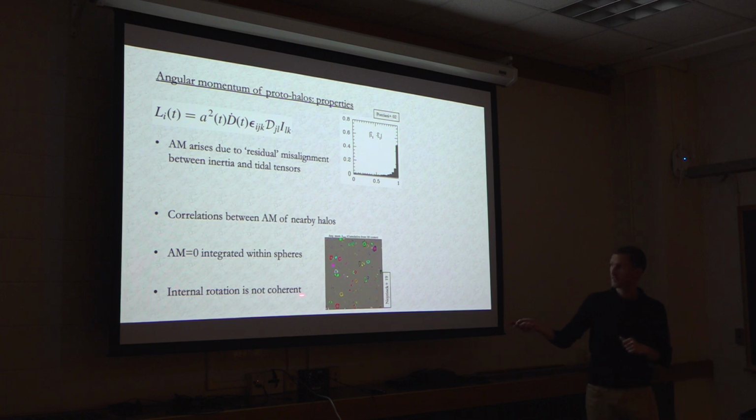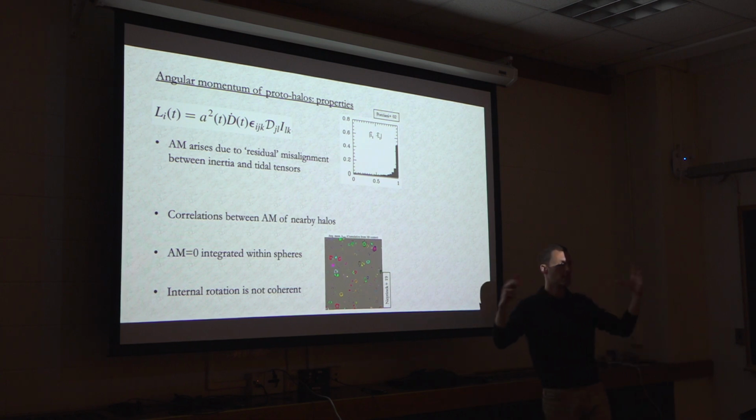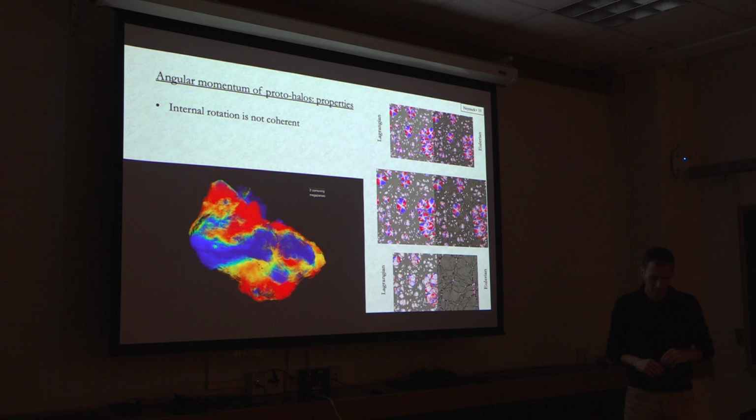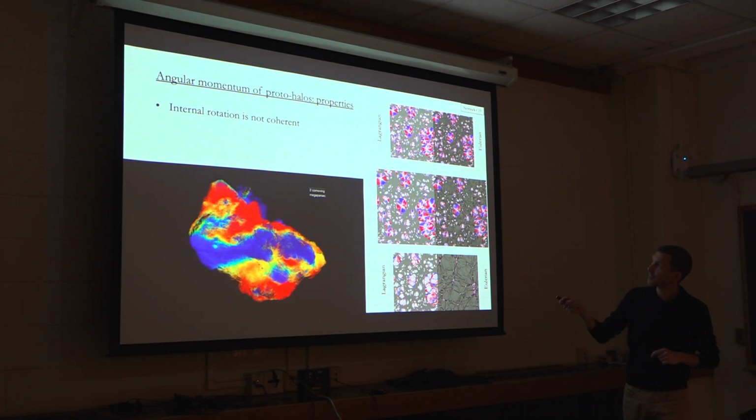Also, this means that internal rotation is not coherent, which touches on your point, because indeed we cannot think about a protohalo as being some ellipsoid that is being coherently rotated by the tidal field, because within this sphere there is actually zero angular momentum. Let's go into this a little bit in more detail, this incoherent internal rotation.